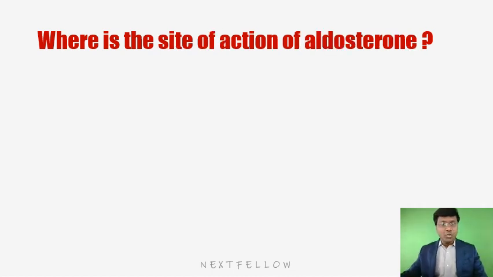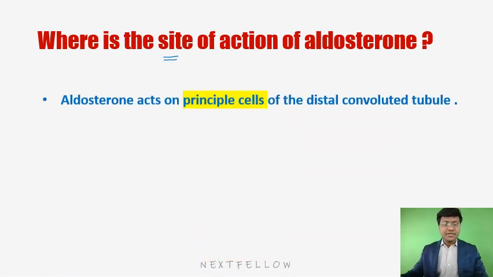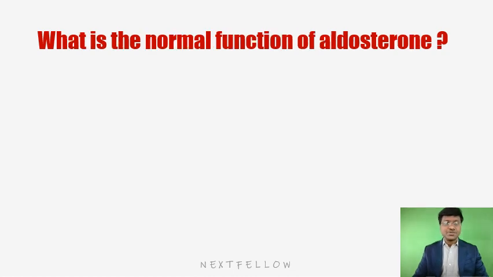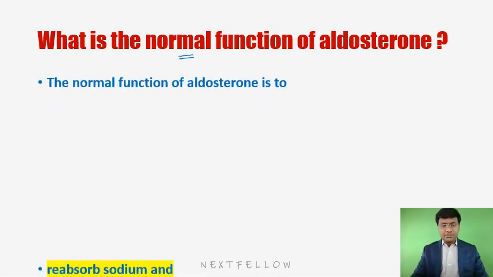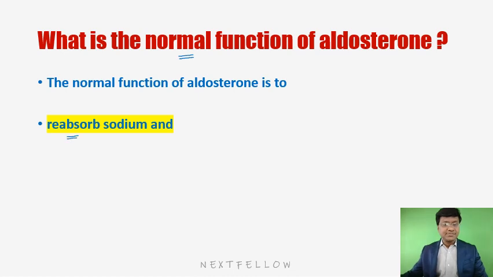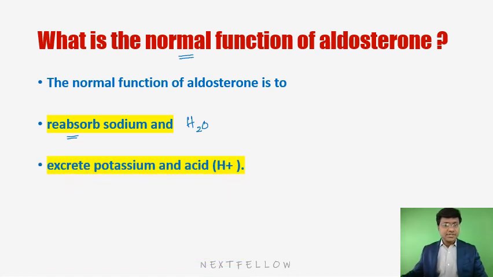And what is the site of action of aldosterone? Aldosterone acts on the principal cells of the distal convoluted tubule. That is the site of action of aldosterone. And what is the normal action of aldosterone? Aldosterone causes the reabsorption of sodium and water, and it causes the excretion of potassium as well as the H plus ion. That is the normal action of aldosterone.